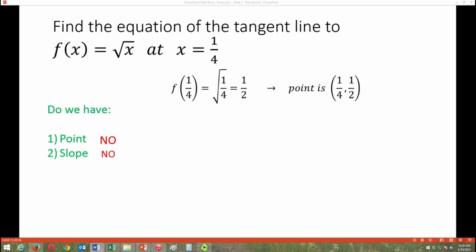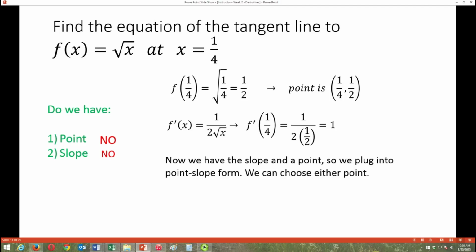We are given a function as well, and we know the derivative of the function gives us the slope of the tangent line. We actually took the derivative of f of x equals the square root of x in a prior slide. It was f prime of x equals 1 over 2 root x. So f prime of 1/4 is 1 over 2 times the square root of 1/4, which is 1/2. 2 times 1/2 is 1. So this is simply equal to 1. Now we have a slope and a point, so we can plug into the point-slope form. y minus y1 is m times x minus x1. This gives us y minus 1/2 is 1 times x minus 1/4.